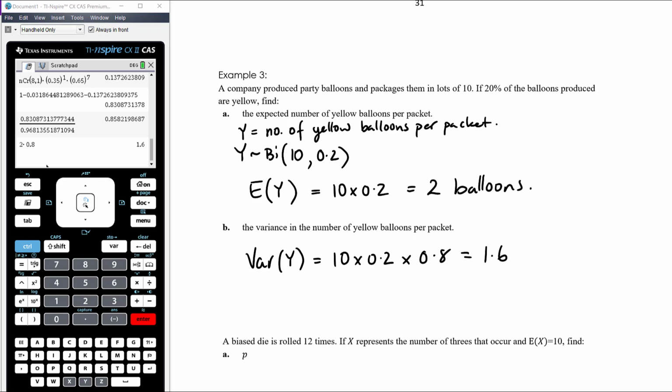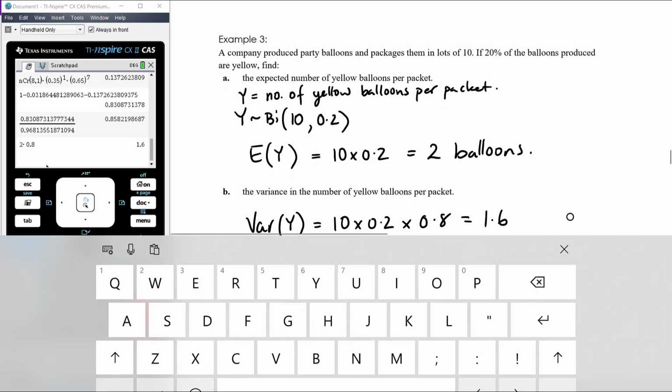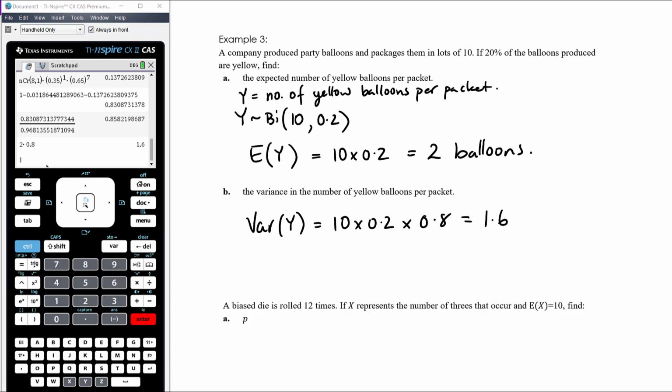In the same way we wouldn't have rounded the expected value either if that hadn't been a whole number. Variance, remember, actually also isn't even in the units of balloons. It's actually 1.6 balloons squared, so it's completely meaningless, the units, and so we wouldn't write them.